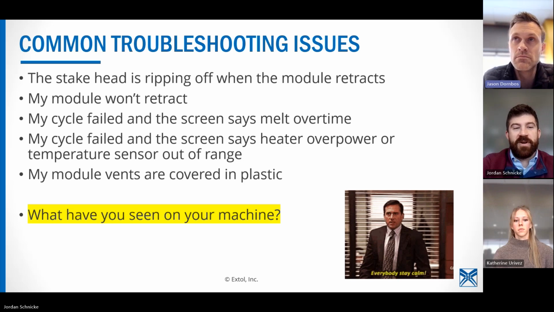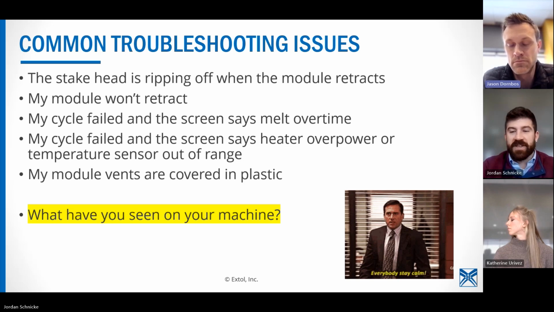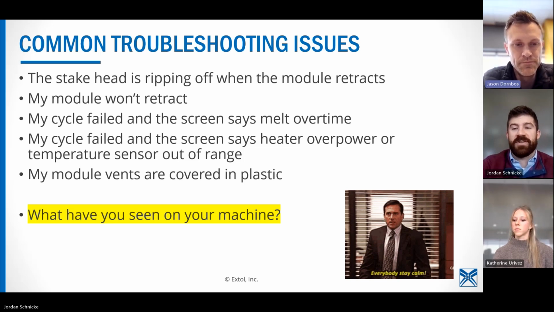Module vents are covered in plastic. Unfortunately, this happens a fair amount as well. This is part of why the hard stop is there. It stops you from driving into this. If your module vents are covered in plastic, plastic is inside the module now, and it should be replaced. This is going to affect some of those sensing capabilities that we have, so we're not going to be able to hit temp. You might see heater over power or temperature sensor out of range because plastic's gotten in there, and now it's messing with those conductive pieces of equipment.